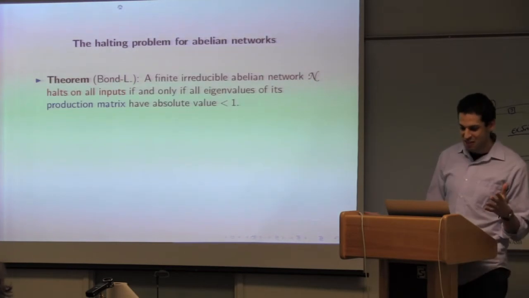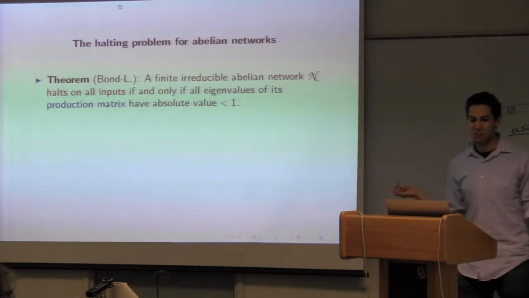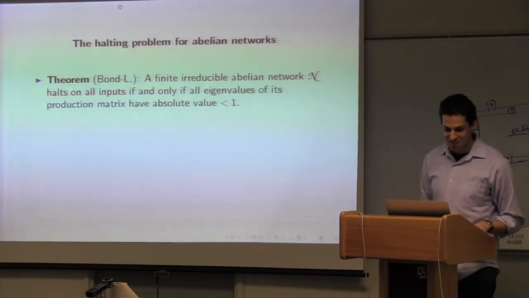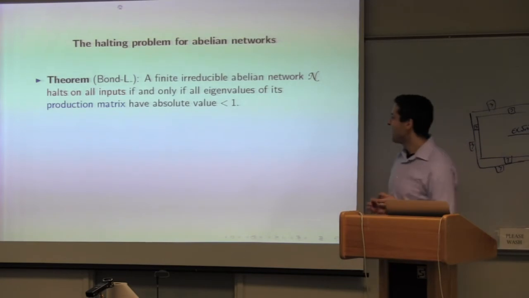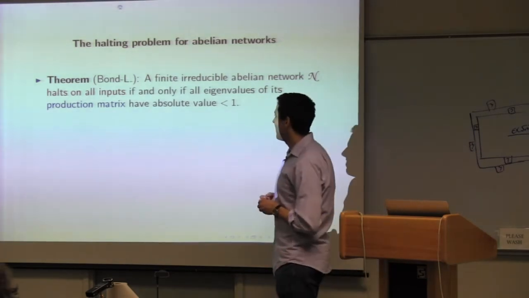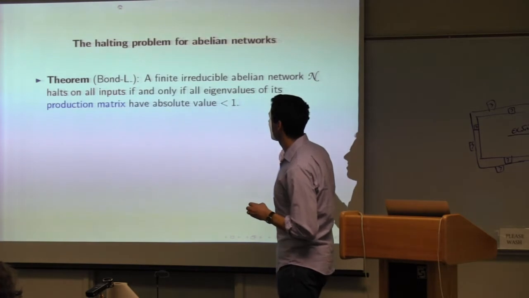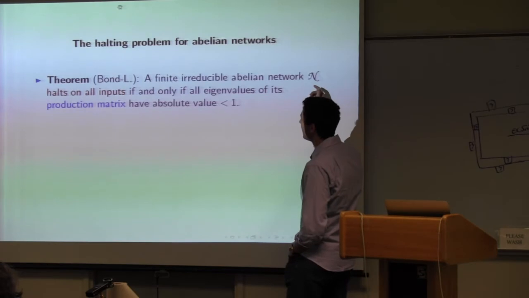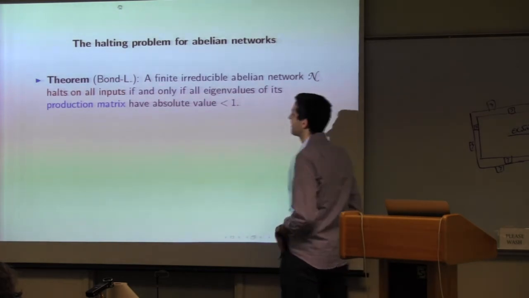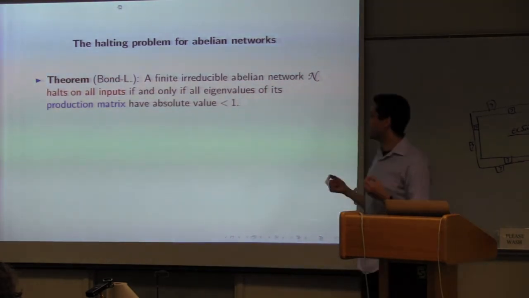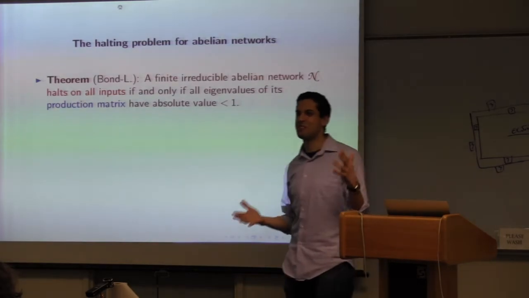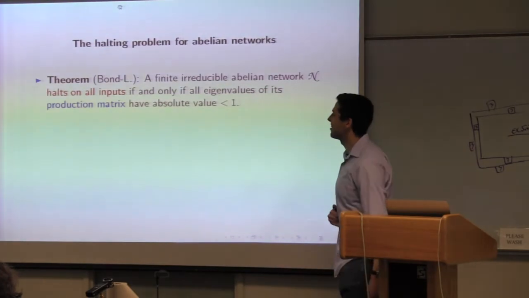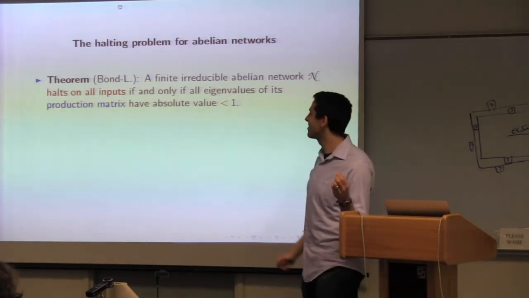So if we're going to view this as a model of computation, we should think about the halting problem. So here's what I can tell you so far about the halting problem. You'll notice this isn't as specific as you'd like. It's giving a condition for when an Abelian network halts on all inputs. So something I still don't know the answer to is whether there's a polynomial time way to decide whether a particular network halts on a particular input. And if anyone has ideas about that, please talk to me.